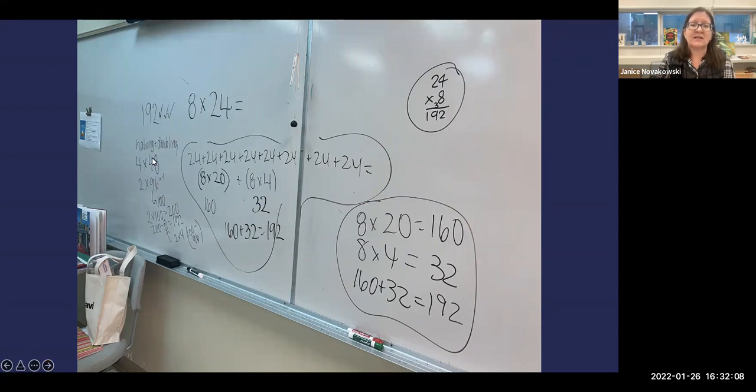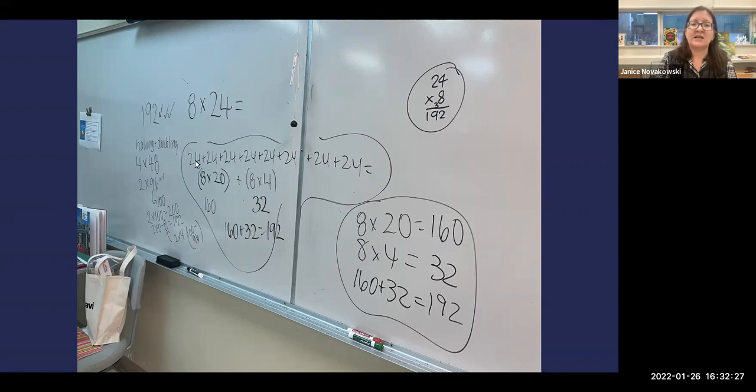So one student suggested halving and doubling. So doing 4 times 48 made it easier for them to think about. Then they did it again, 2 times 96. They know 96 is 4 less than 100. So that was how they figured out that particular question. You can see how I've recorded as the student was explaining.